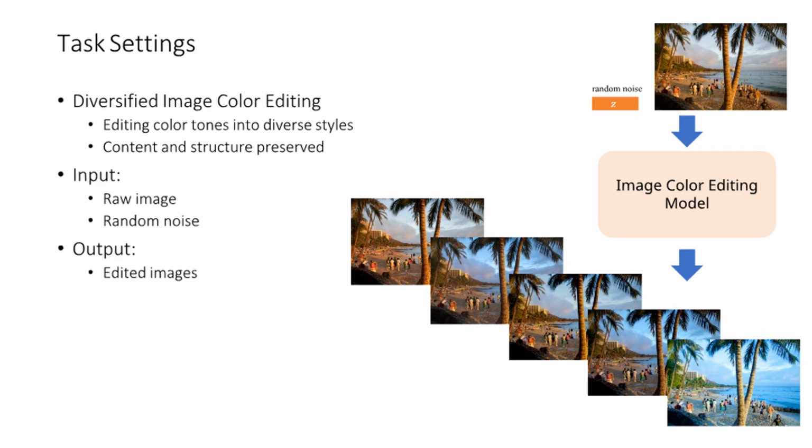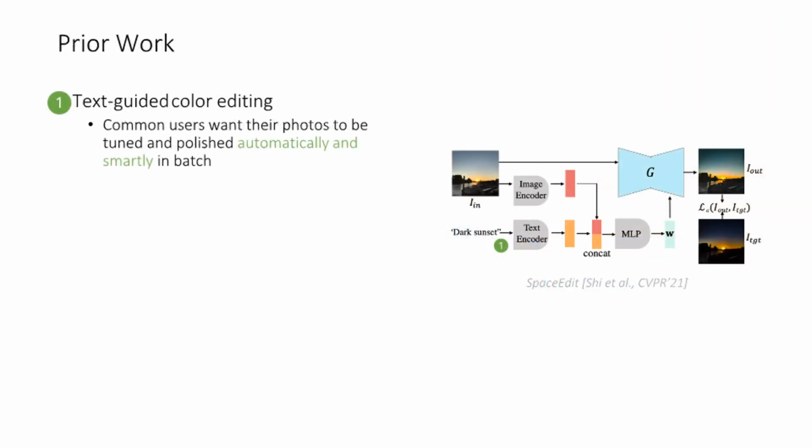Illustrated in the pipeline figure, the input typically comprises a raw image and random noise as the style latent, leading the model to generate edited images with a spectrum of new color tones. The dataset typically consists of one-to-one pairs of raw and target images, challenging the model to learn one-to-many mappings from these pairs. Prior methodologies have limitations.